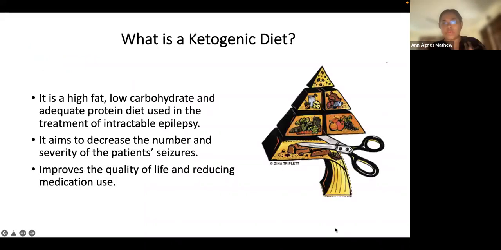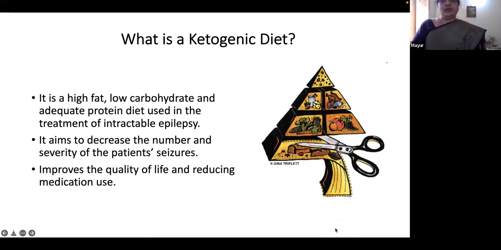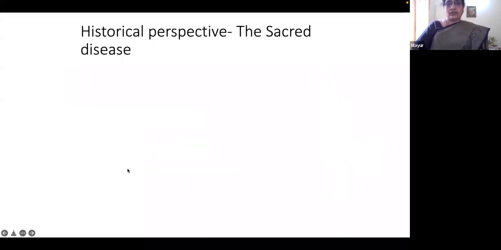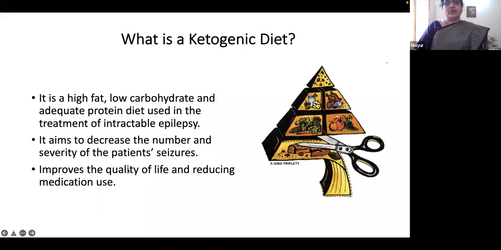So Dr. Malathi, will you read the first slide? I'll go to the second. As you all know, what is ketogenic diet? It is nothing but a high fat, low carbohydrate and adequate protein diet, because growth should not be compromised. So protein also has to be taken care of, and it's mainly about reducing the number of seizures and thereby improving the quality of life and reducing medication usage. So that's how it is aimed to be started with.